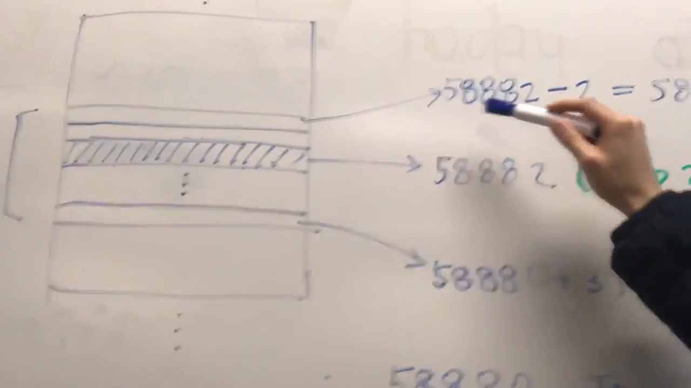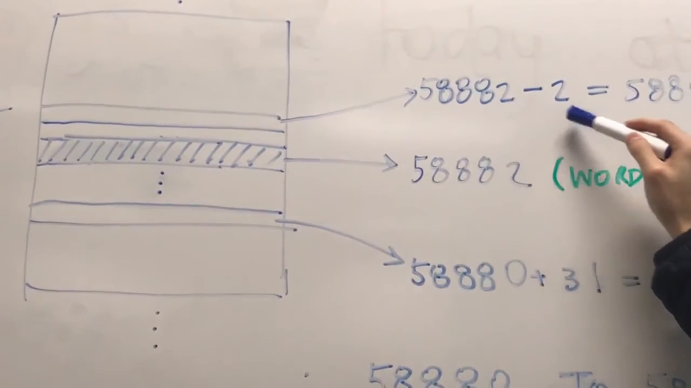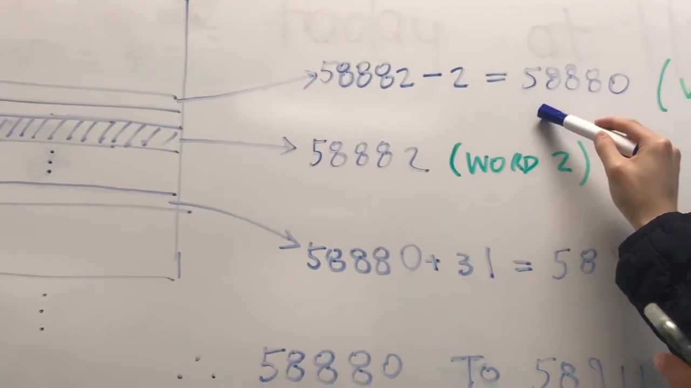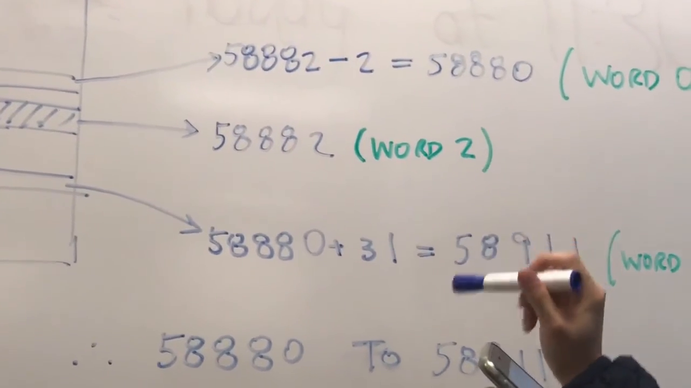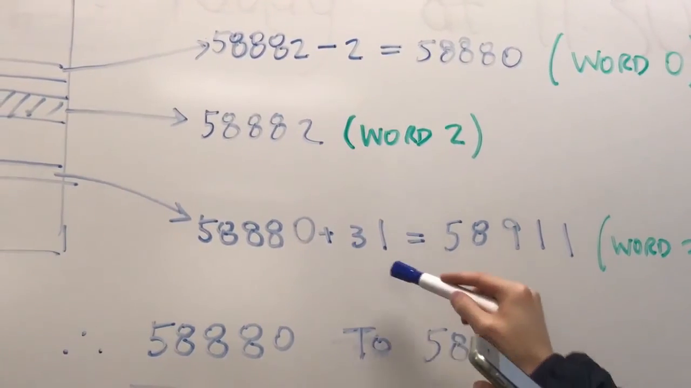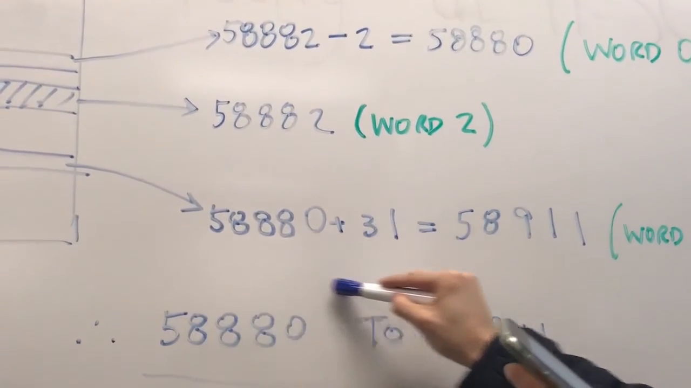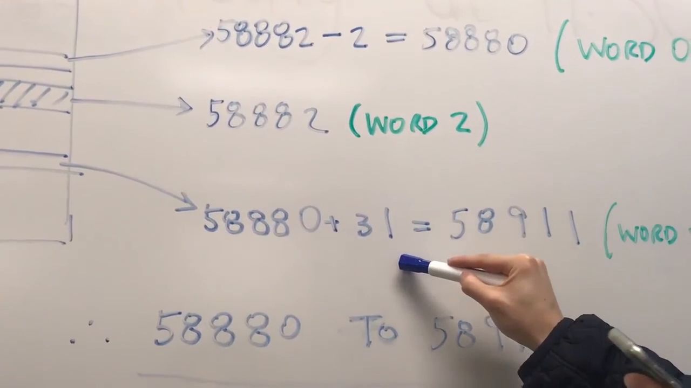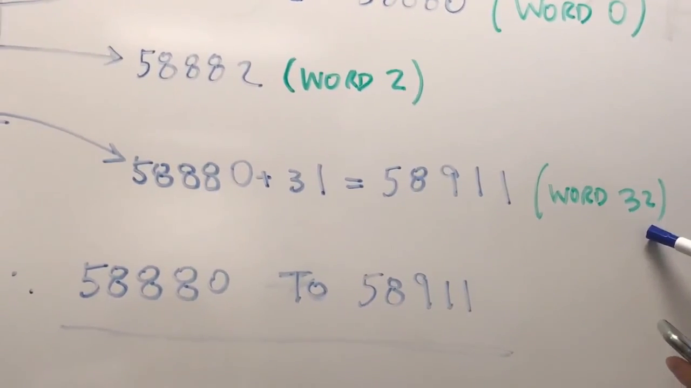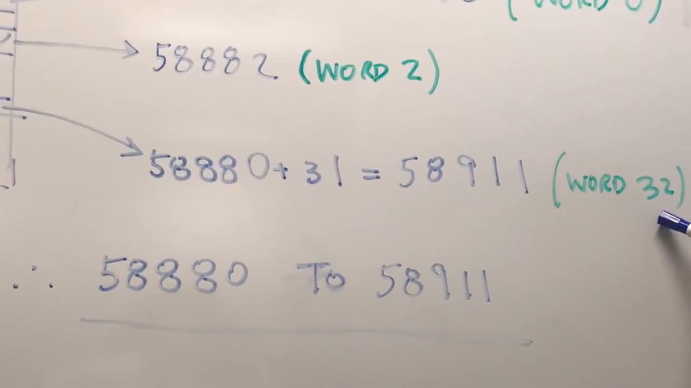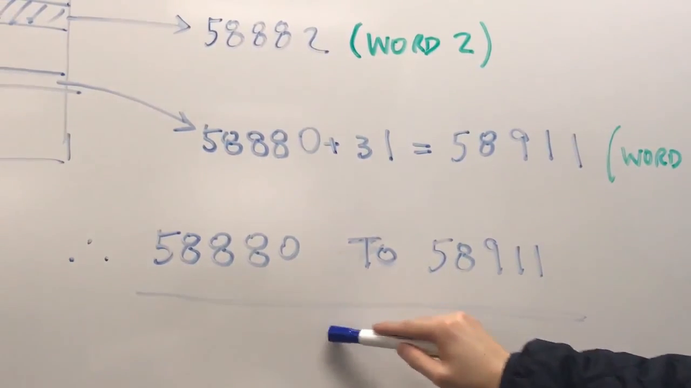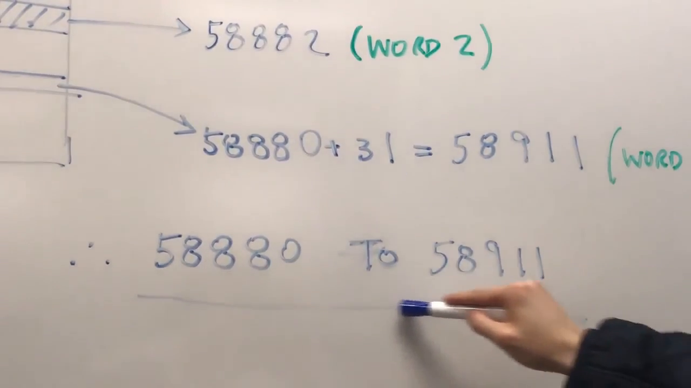This means that word 0 in block 1840 has address 58882 minus 2, which is 58880. Since there are 32 words per block, the last word in the block is word 31, which has the address 58880 plus 31, which equals 58911. This means that the words with memory addresses of 58880 through 58911 all get stored in cache at the same time.